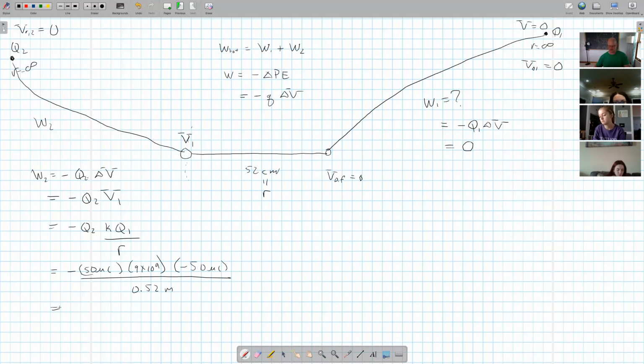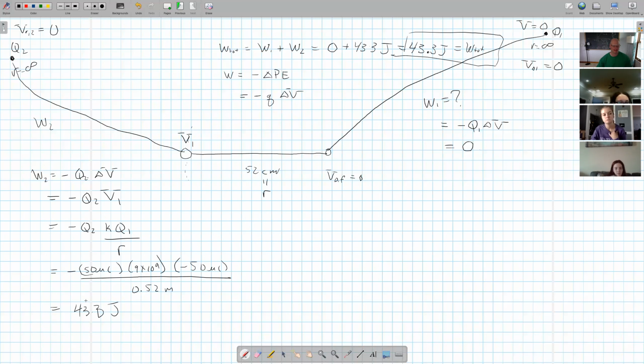Plug in my numbers. What I find in this case is that the work to bring in the second one is equal to a positive 43.3 joules, which means the total work is equal to 0 plus 43.3 joules, which means the total amount of work is equal to 43.3 joules. So this is the total amount of work to create this charge configuration. Again, the work is simply equal to negative the change of potential energy. So this is the amount of work it took for me to bring in Q2.